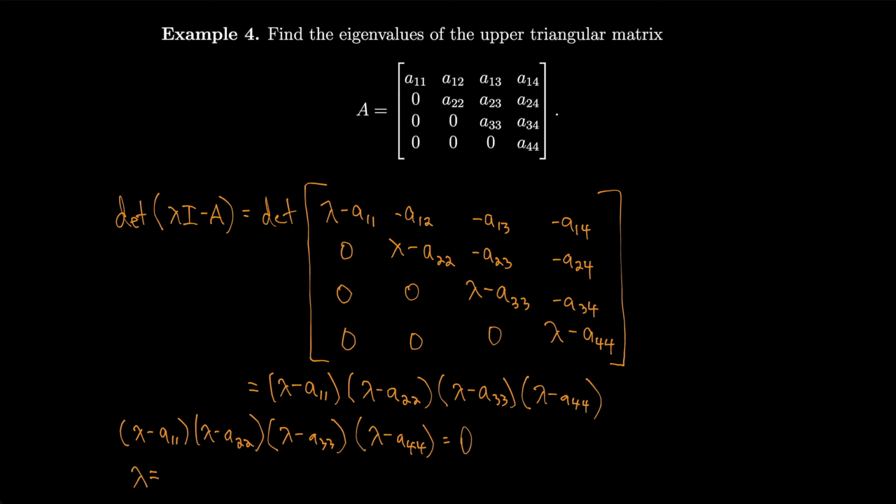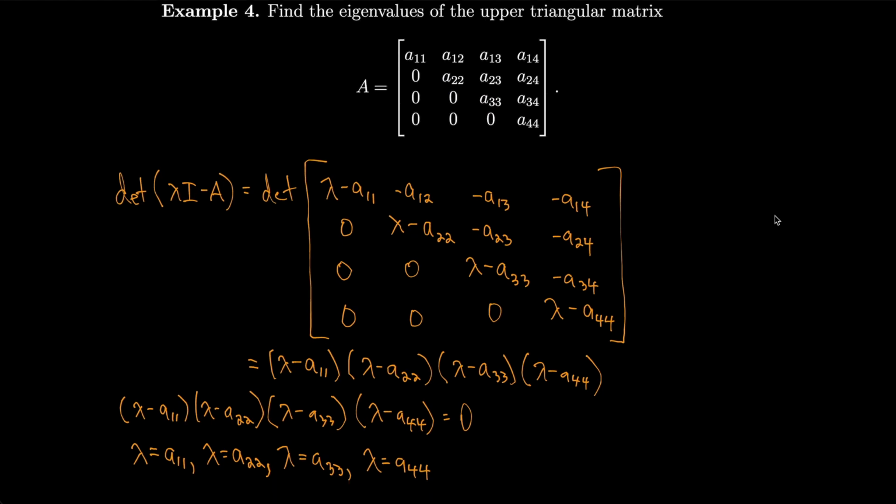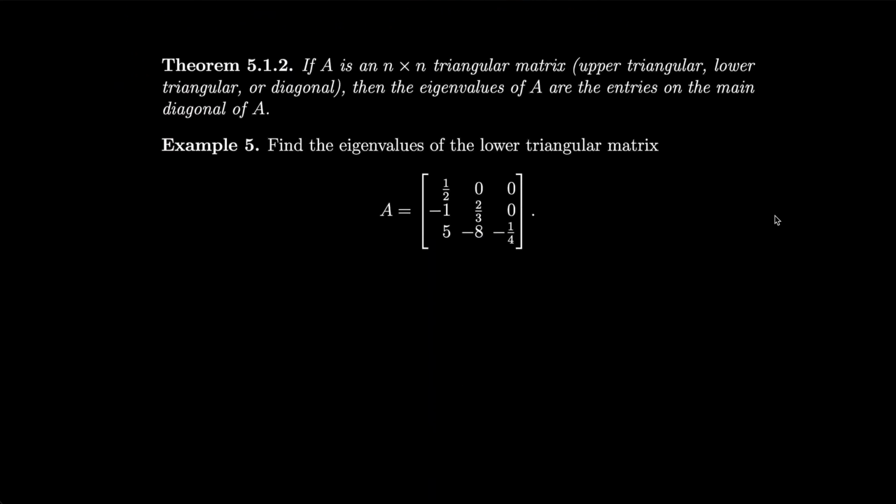off what lambda equals. It's got to be a11, a22, a33, and a44. So those are the 4 eigenvalues. So notice we could have just read those off of the upper triangular matrix to begin with, and now we basically have figured out the eigenvalues of any upper triangular matrix by the same reasoning.